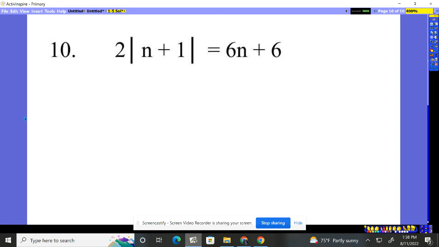Number 10, final problem looks a little difficult. 2 times the absolute value of n plus 1 equaling 6n plus 6. Well, I know I'm probably going to get an extraneous solution, a solution that doesn't work, but let's see.